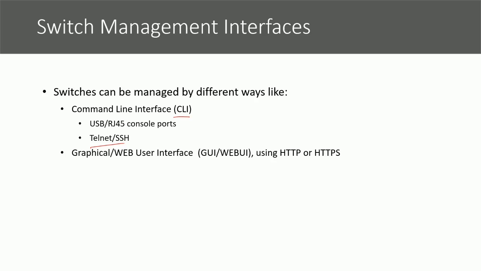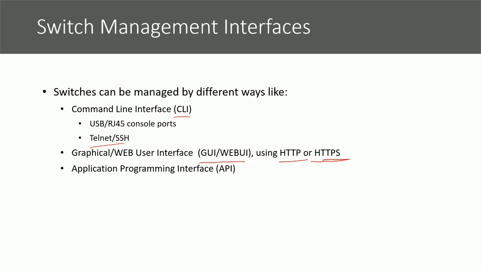Cisco switches can be managed also by a graphical or web user interface, or sometimes they call it GUI or web UI. This is a graphical interface that looks like a web page, and you access it the same way you browse the internet. You type the IP address of the switch in your browser, you provide the credentials, and then you access the GUI. It is more secure to use HTTPS because it provides encryption. HTTP still can be used, but when using HTTP, the traffic is not encrypted or it is plain text. Plain text means not encrypted, and this means anyone who is able to capture the traffic will be able to read it and understand it.